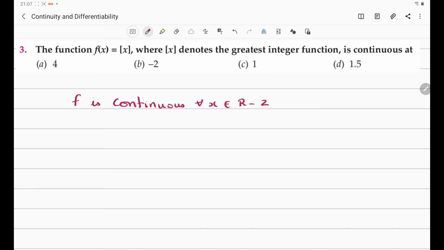So, here the question says the function f of x equals to step x is continuous at, it is continuous for all x belongs to r minus z, that means which are not integers. So, among the 4 choices we could see that option D is only a non-integral value. So, x equal to 1.5 is the only point where the function is continuous, and since option A, option B, option C are 3 integers, therefore, the function is not continuous. So, the right option is option D.